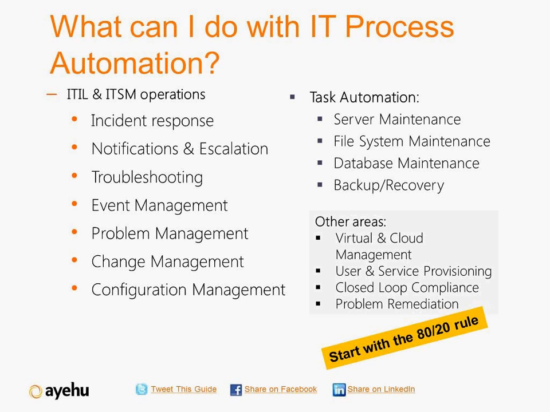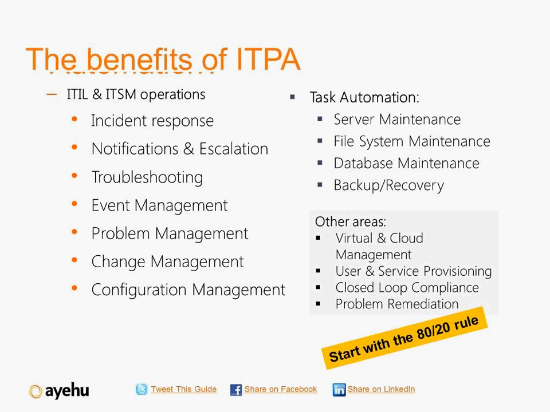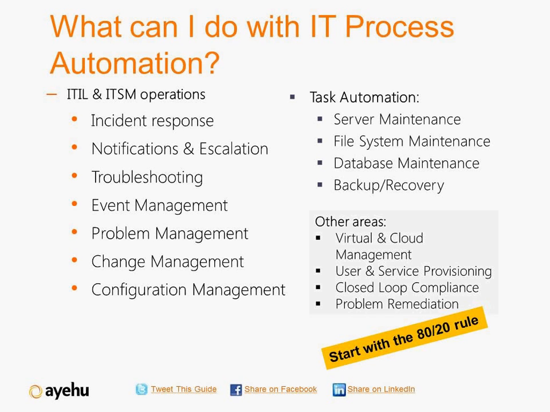Troubleshooting, event management, problem management, change management, and configuration management. All those kinds of things can all be handled by IT process automation. This manifests itself most typically in server maintenance, system maintenance, database maintenance, and backup and recovery issues. And there are plenty of other areas where IT process automation can have a positive impact as well, in your cloud management environments, provisioning users and services, compliance issues, if you have to be Sarbanes-Oxley compliant or HIPAA compliant, and just problem remediation in general.